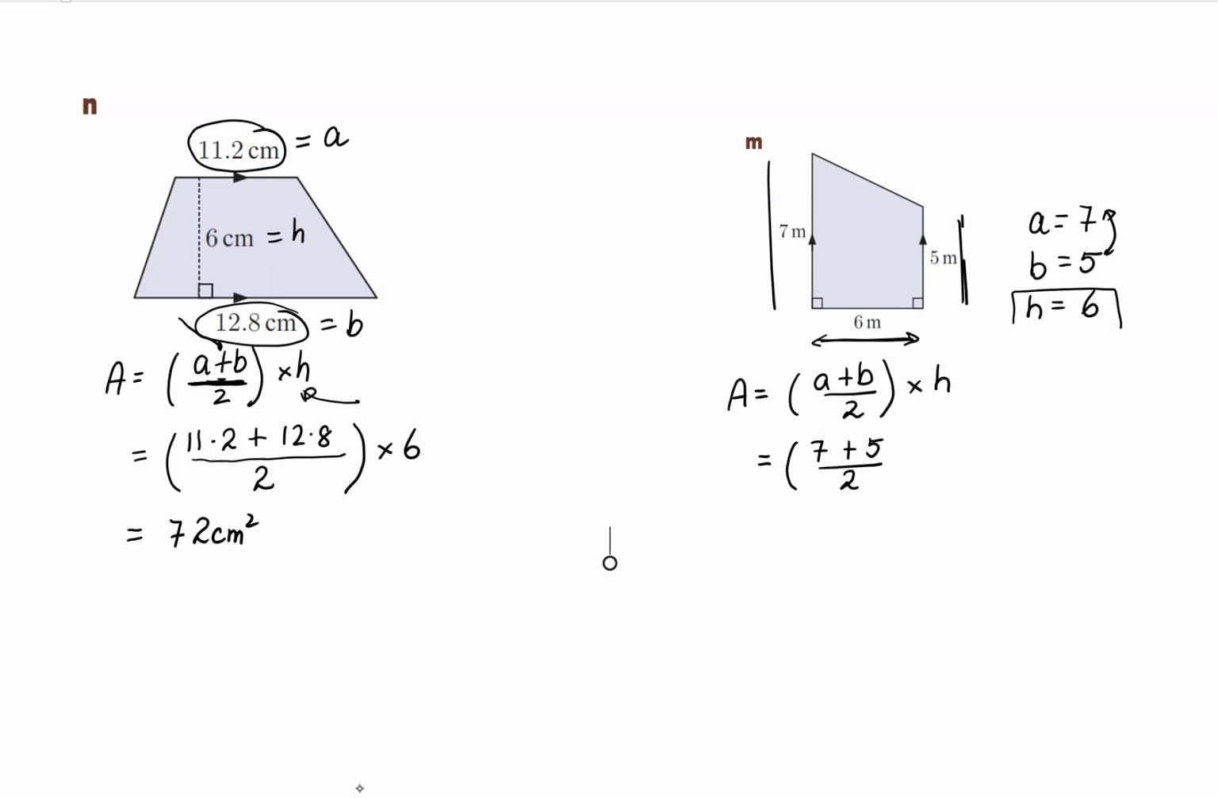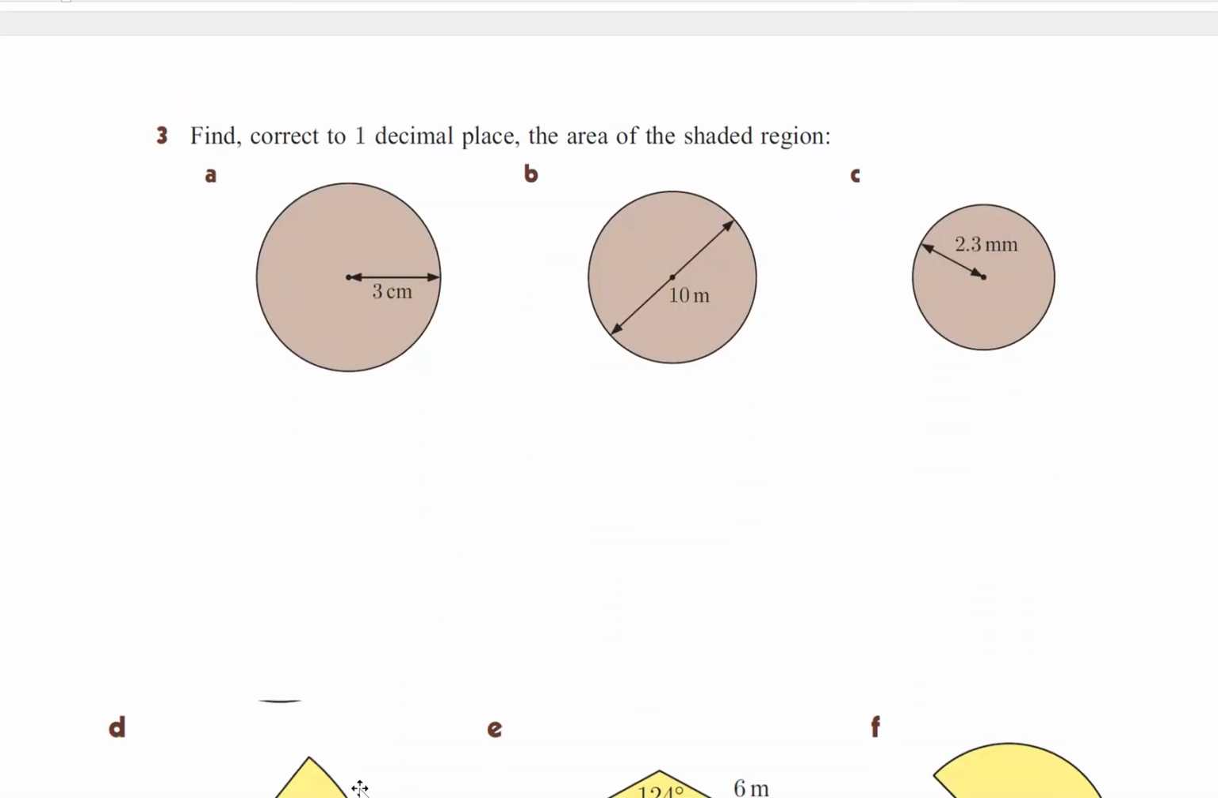But it does matter that you get the right H value, so the distance between the two parallels. Okay, times 6, and again, off you go. Go to your calculator, and we're done, as long as you remember unit squared. So hopefully this is registering and it's all good.